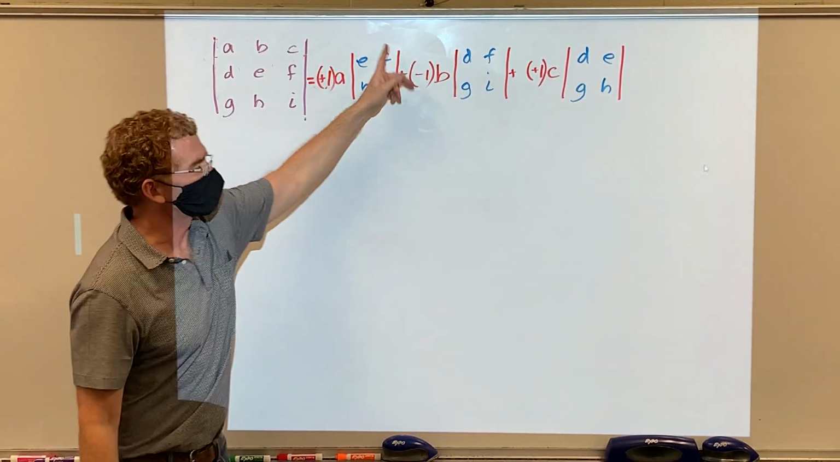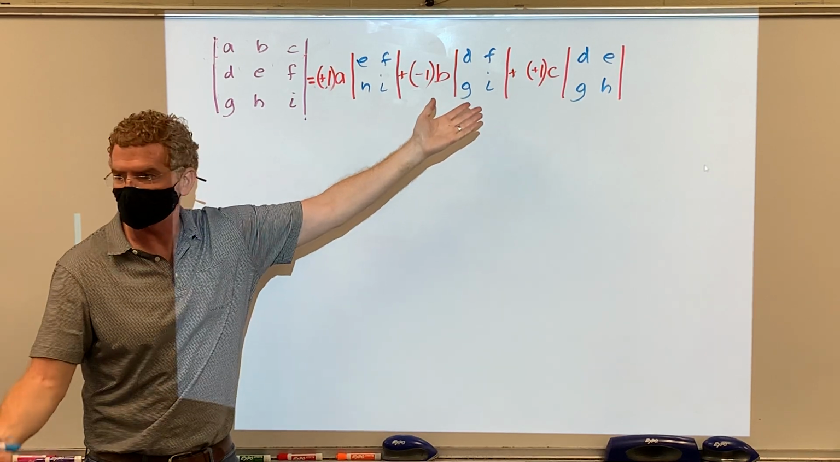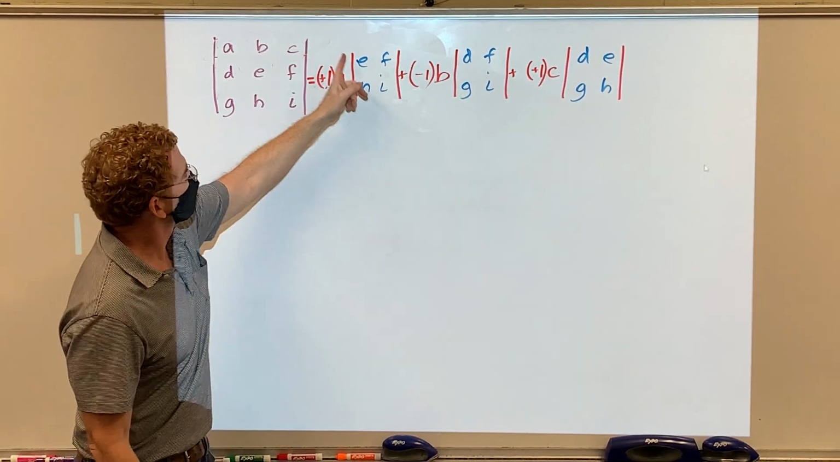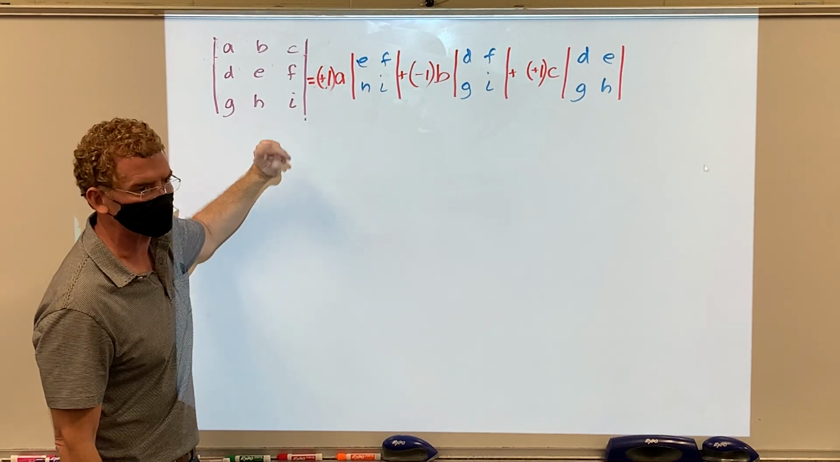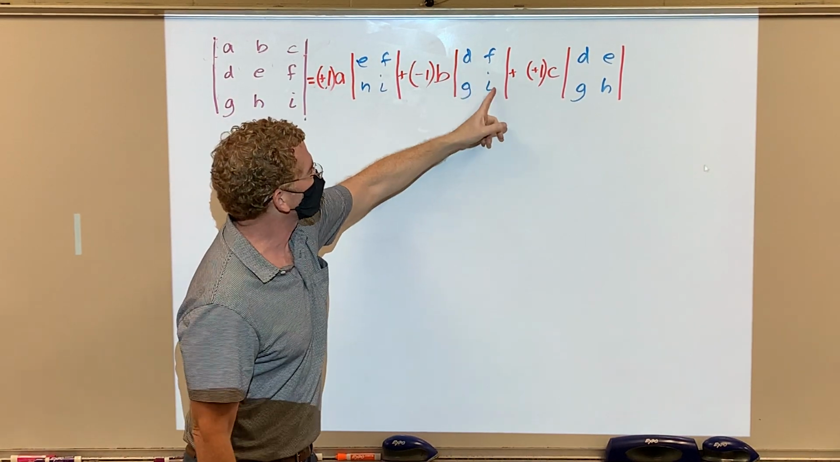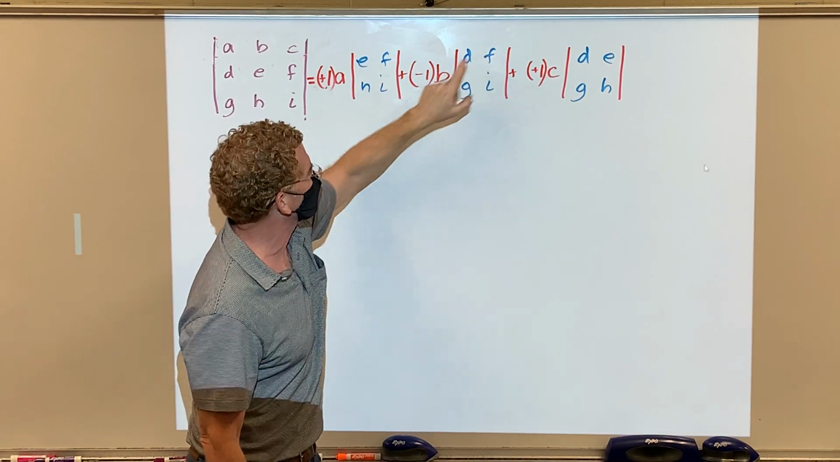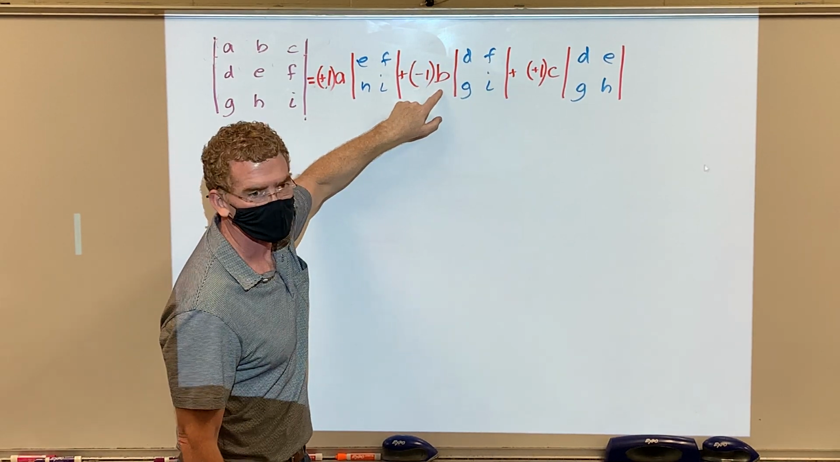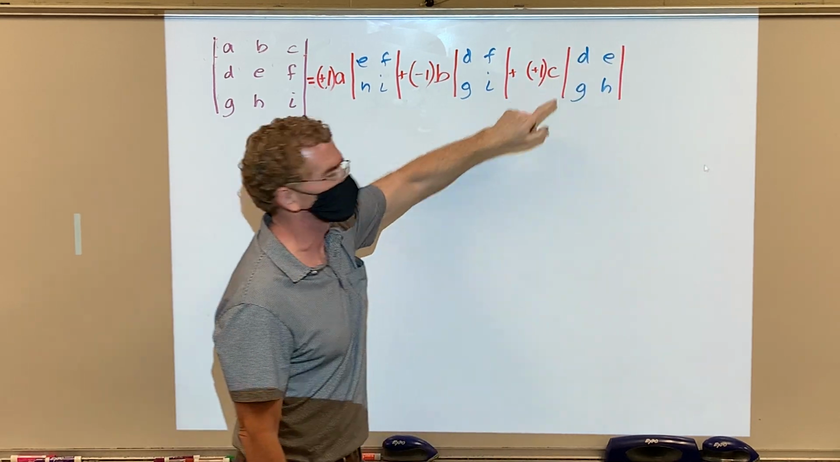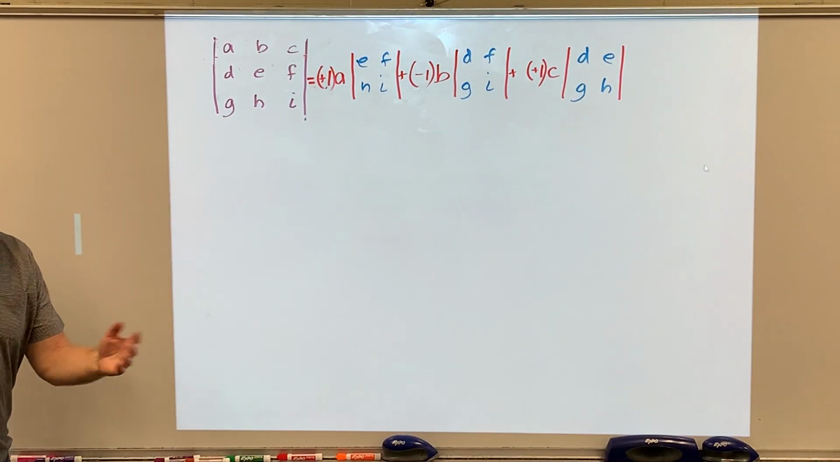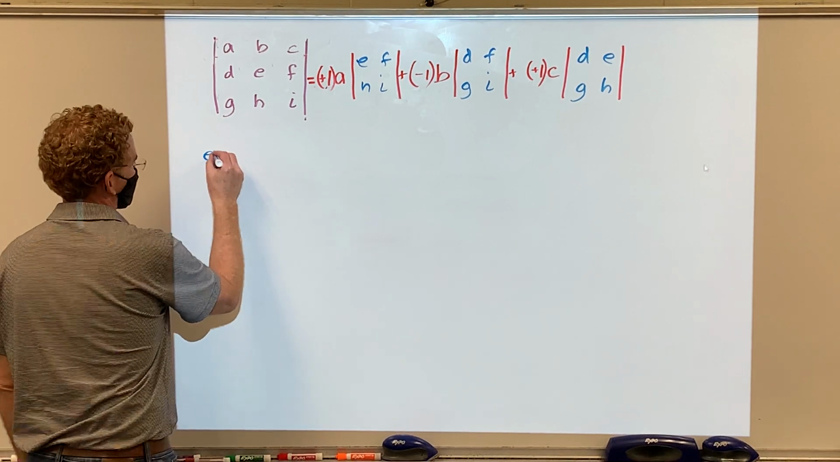And you know how to evaluate a minor, right? I mean, by a 2x2 determinant. You just go that times that minus that times that, get your answer, multiply it by the A times the positive 1. Here, that times that minus that times that, get your answer, multiply it by the negative 1 in the B. Here, multiply DH minus EG or whatever, and then multiply it by the positive C. Let's see an example. Most of y'all like examples.